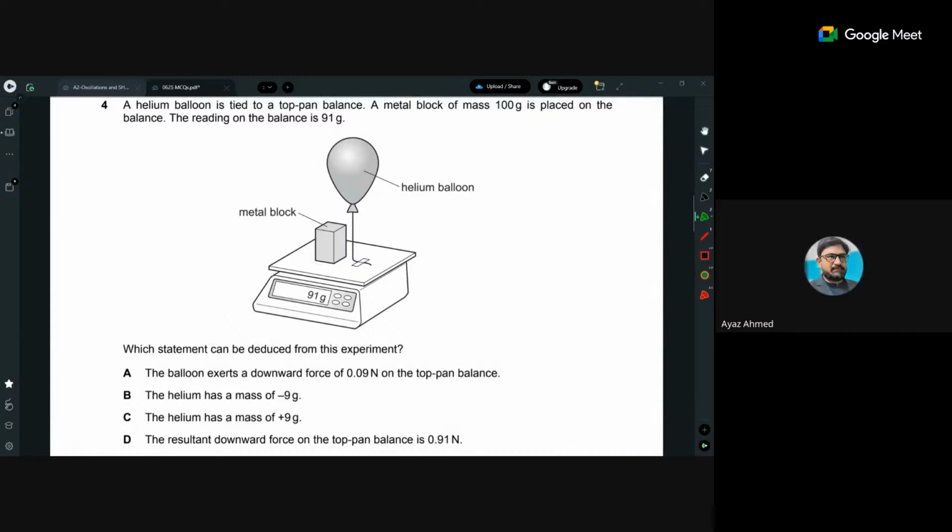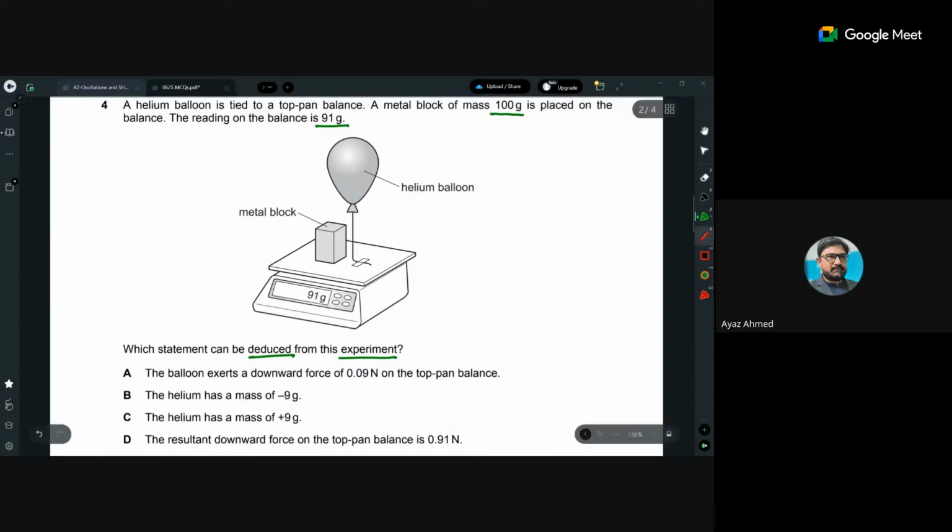It says that a helium balloon is tied to a top pan balance. A metal block of mass 100 grams is placed on the top pan balance. So the reading of the balance becomes 91 grams. Which statement can be deduced from this experiment?